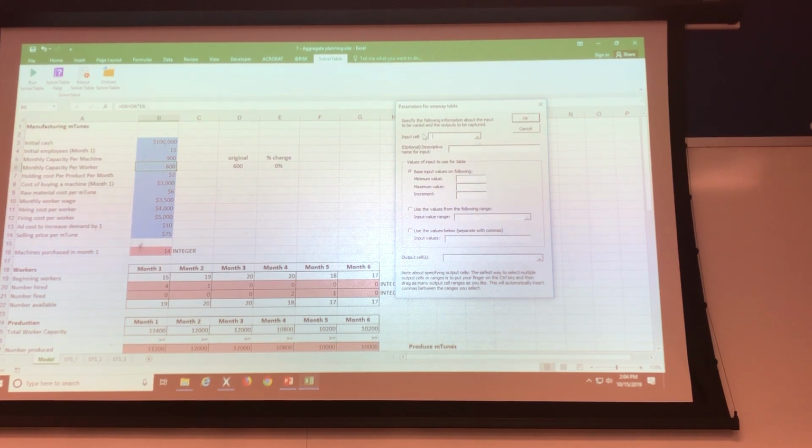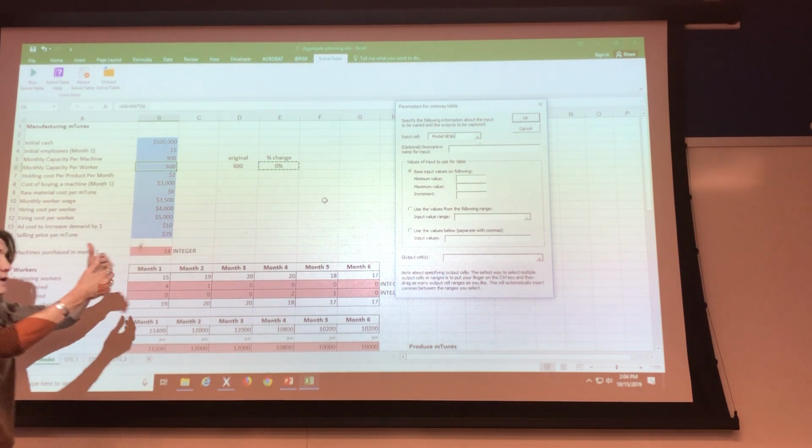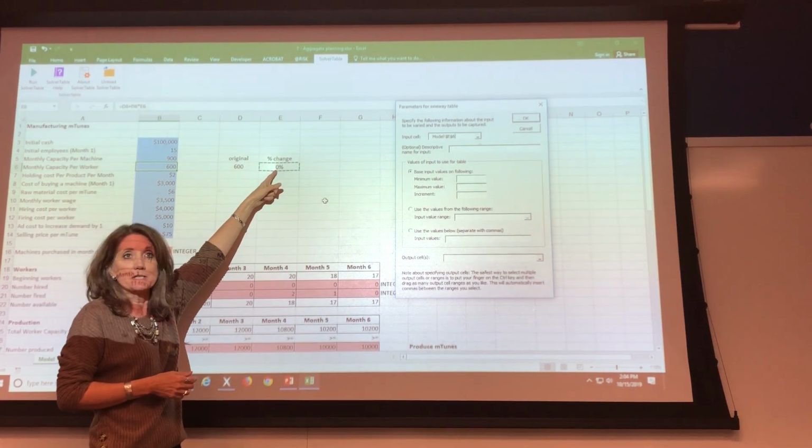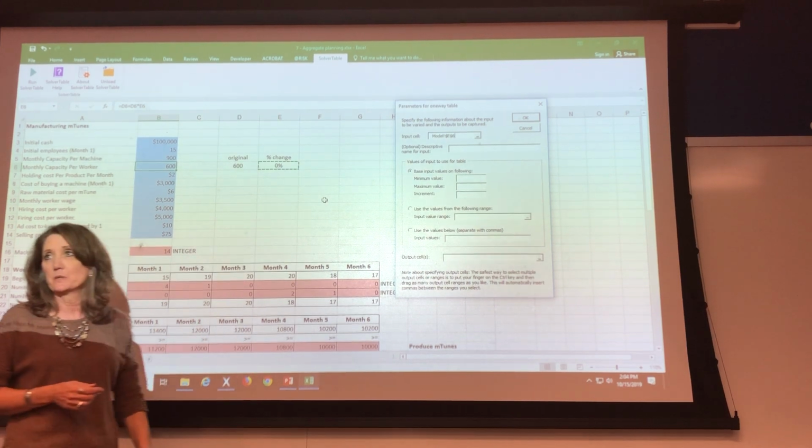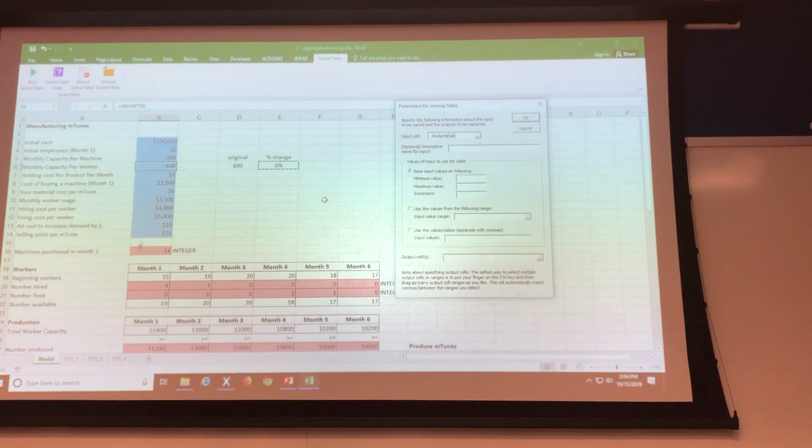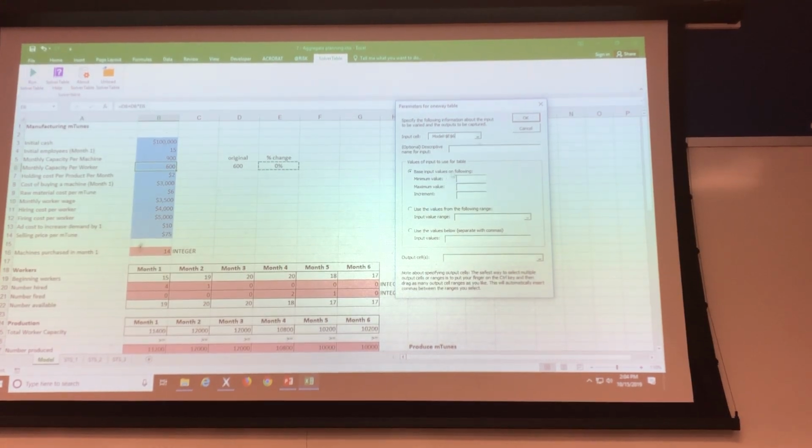Alright, so I've set this up specifically so that that cell, I don't know where you have yours as far as the cell reference, but that cell that has that percent in it is going to be my input cell. That's going to be the one that I change. And that is going to be percent change. I'll spell it right.